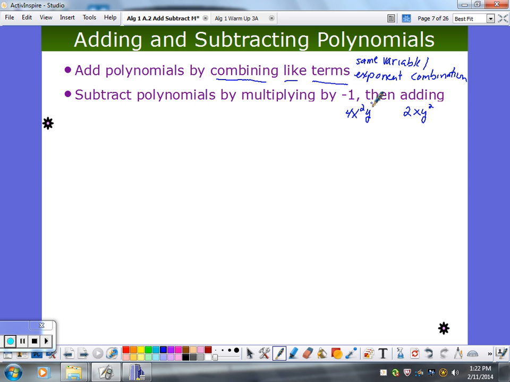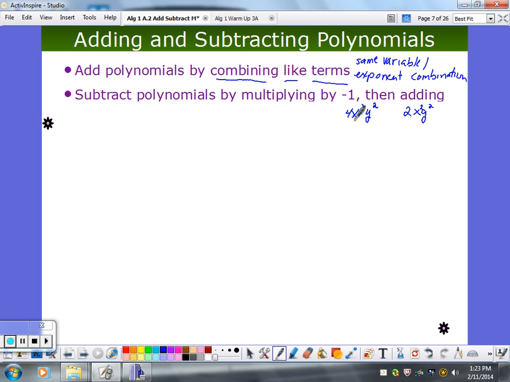But are these like terms? I've got 4x squared y squared and 2x squared y squared. Those are like terms. The same variable and exponent combination.